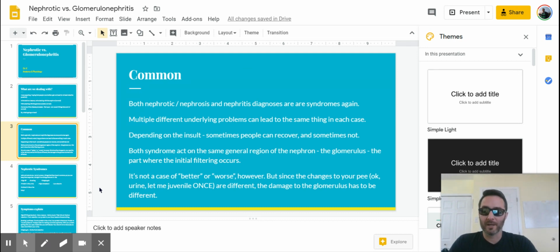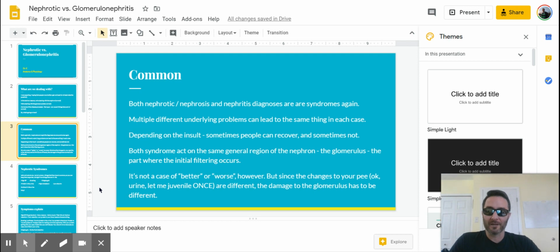Both nephrosis diseases and nephritis, again, they're syndromes. It's not one specific cause leading to all the symptoms. You've got multiple underlying problems that can cause very similar symptoms and signs. And depending on the insult, you can get milder disease, moderate, or severe disease. So sometimes people recover, and then they go on to lead normal, happy lives. And sometimes they don't recover, and you wind up having chronic issues, dialysis, and transplants.